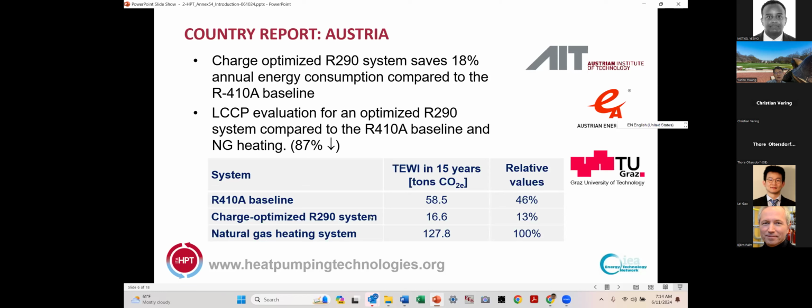Charge-optimized R290 system was able to save about 87% of the total emissions as compared to the natural gas heating system. That was one of the findings.